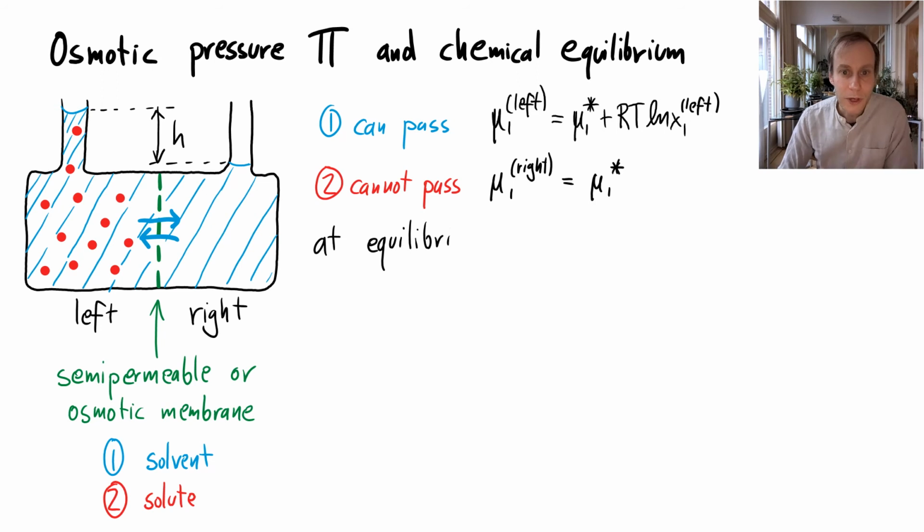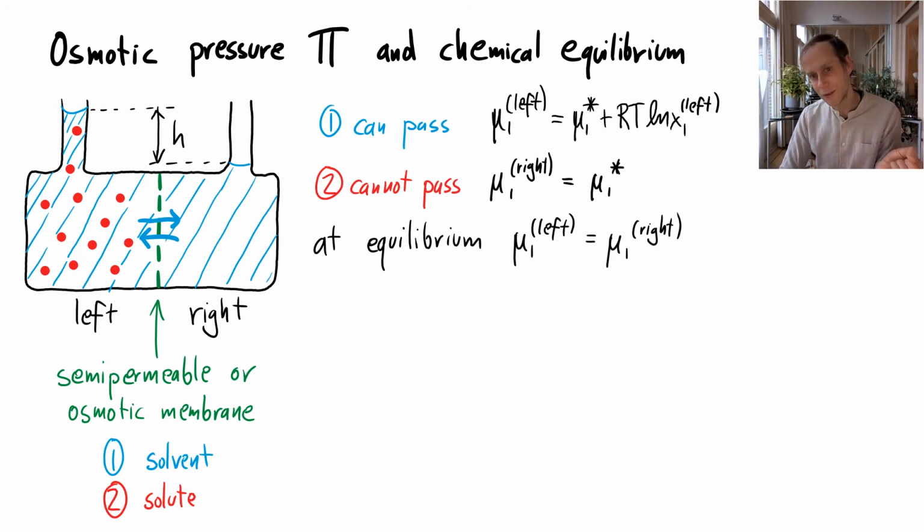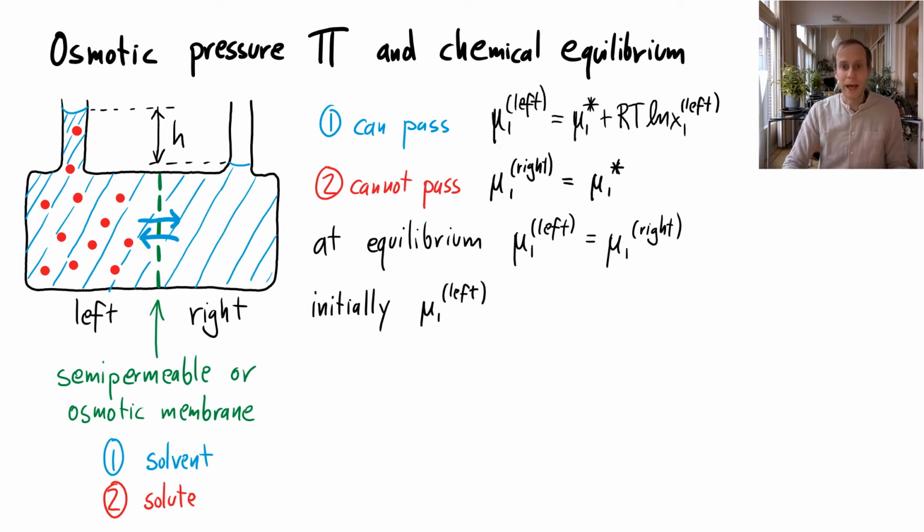Okay, we know that at equilibrium, the chemical potential in the left and on the right for the solvents must be the same, right? That's what we already established in previous knowledge clips. But initially, in the left compartment, the chemical potential of the solvent will actually be smaller than the chemical potential in the right compartment. Why is that?